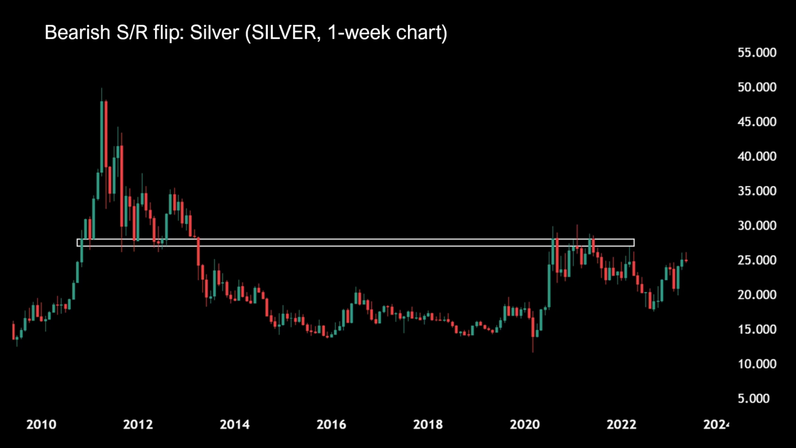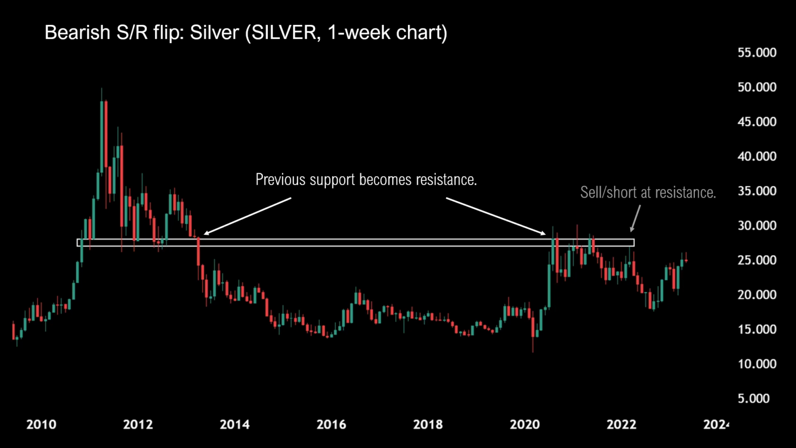Of course, you can also have bearish SR flips too, where previous support becomes resistance. And that's what we see here with silver if we zoom out further in time. In this case, the play is to sell or potentially go short at resistance.